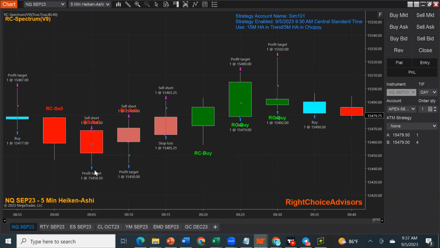So on 5 minutes, right, out of the last 6 trades, we had profit target 1, profit target 2, profit target 3. There was one stop loss. Then we hit profit target 4, profit target 5. So 5 of them hit the target, one of them hit the stop loss.